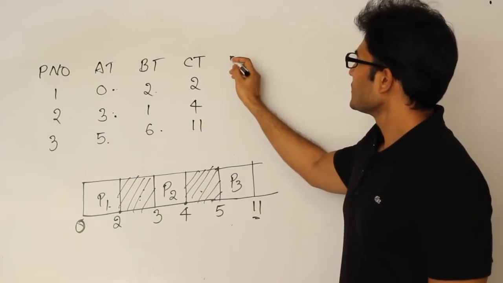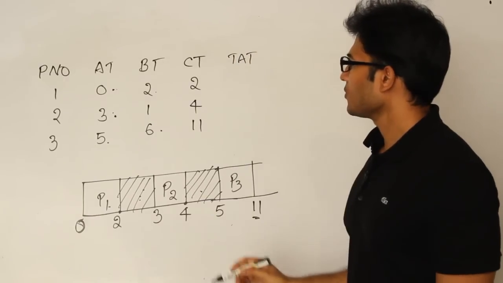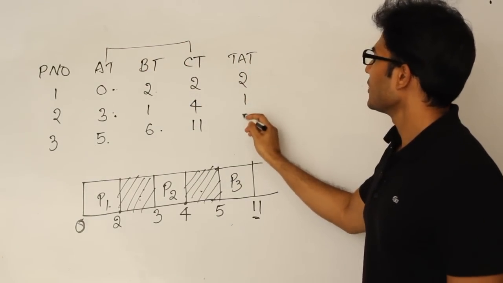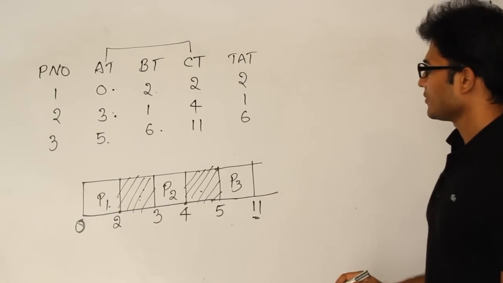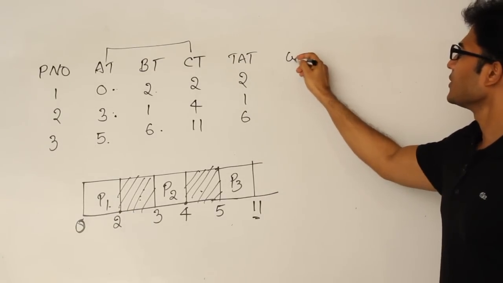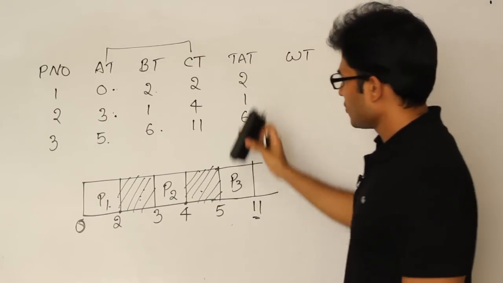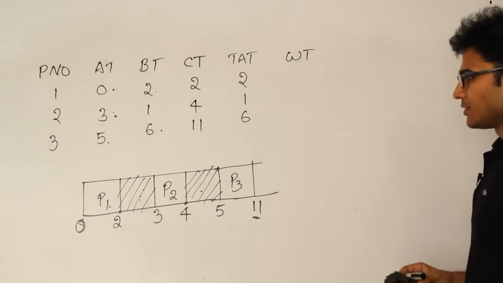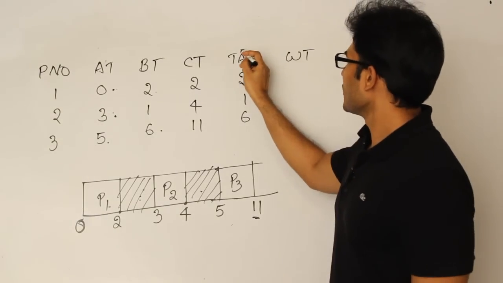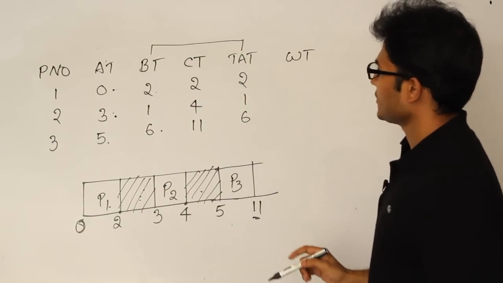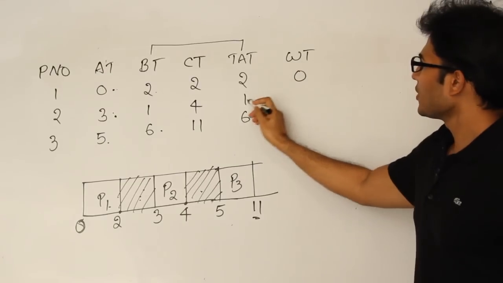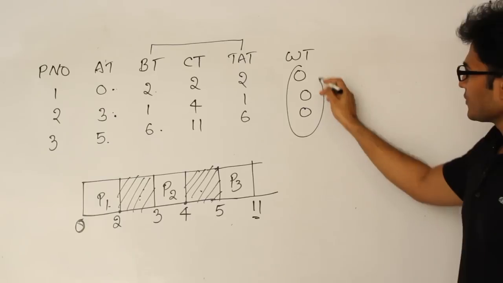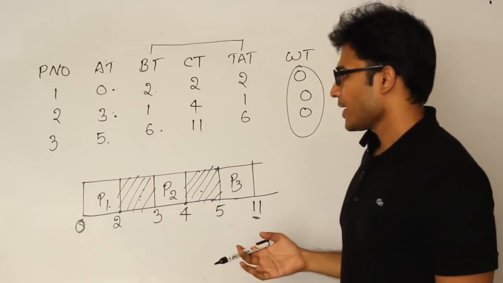And what is the turnaround time? Turnaround time is completion time minus arrival time. Here it is 2, here it is 1, and here it is 6. And then what is the waiting time? It is interesting, check this. Even though our schedule looks so long, the waiting time will not be so much. Now we know that waiting time is turnaround time minus burst time. Then what is this? 0. What is this? 0. What is this? 0. Interesting, right?